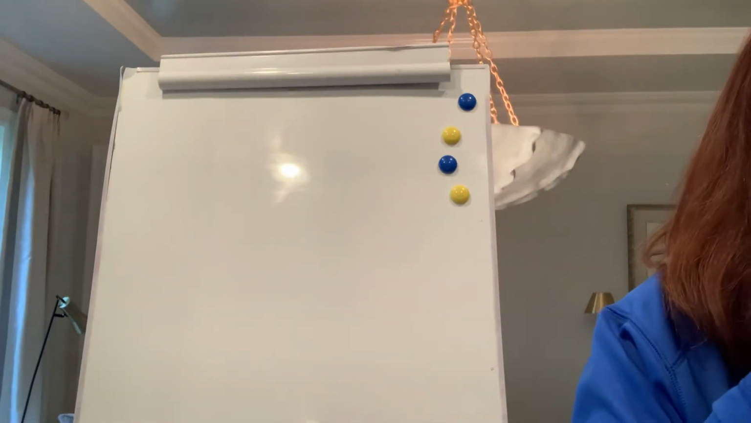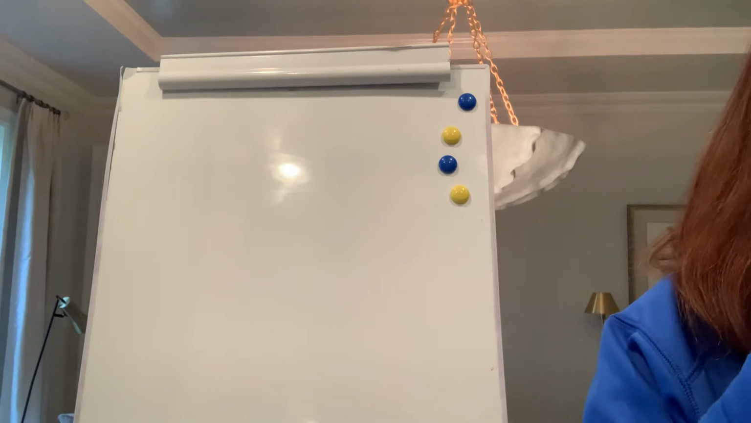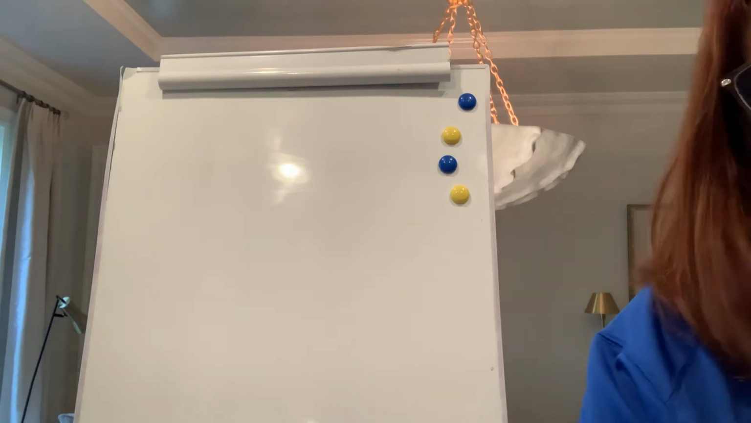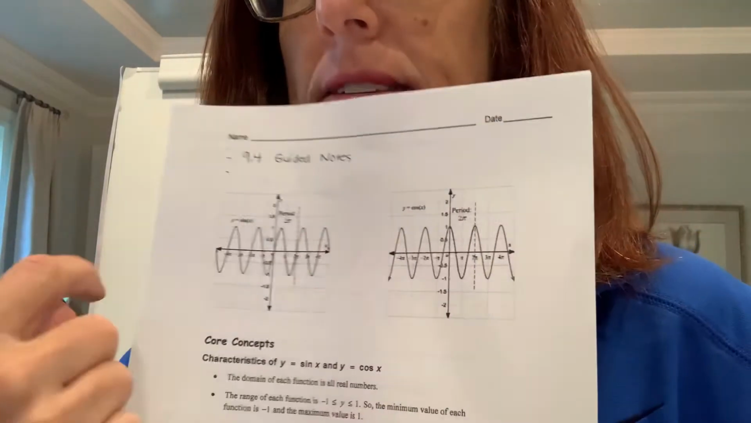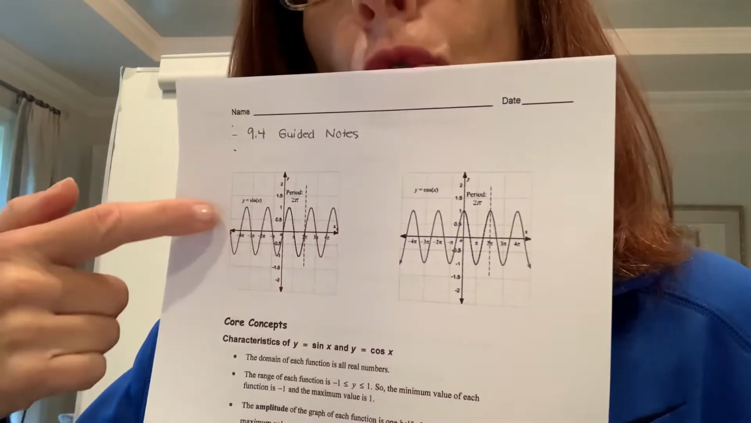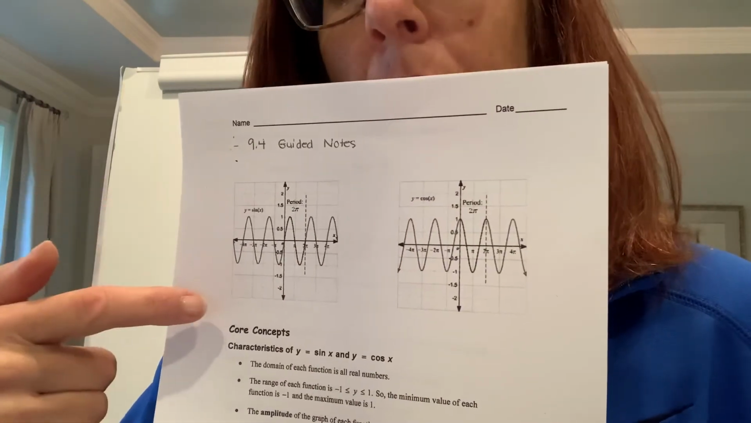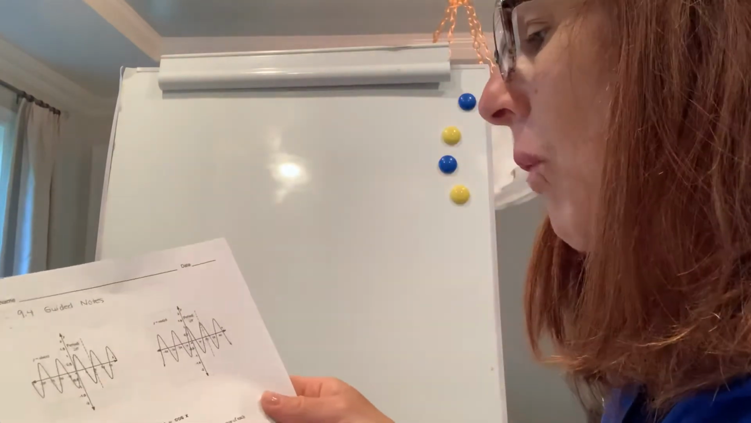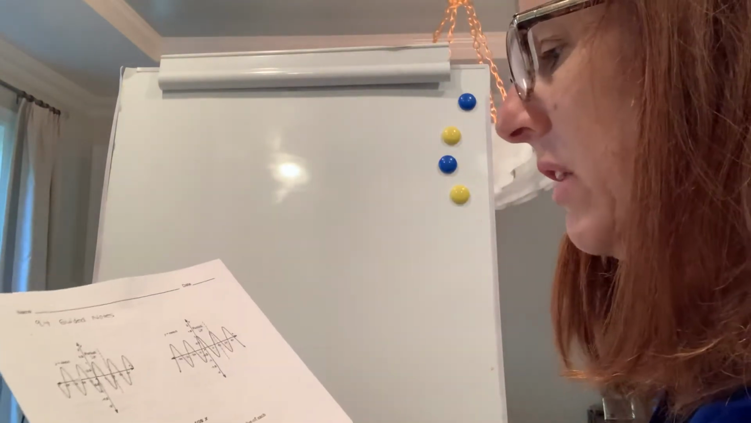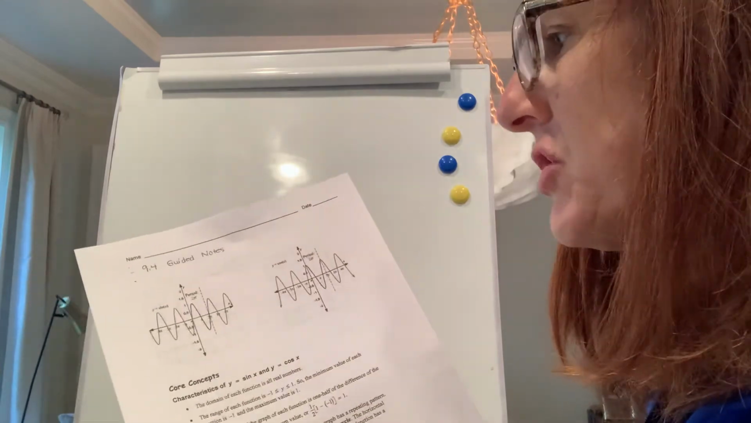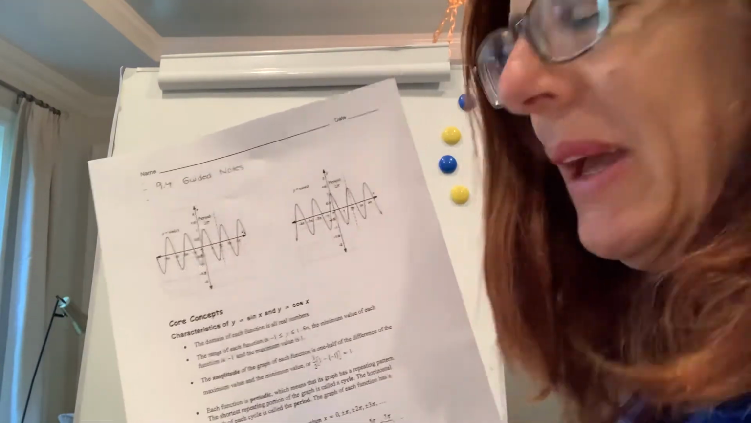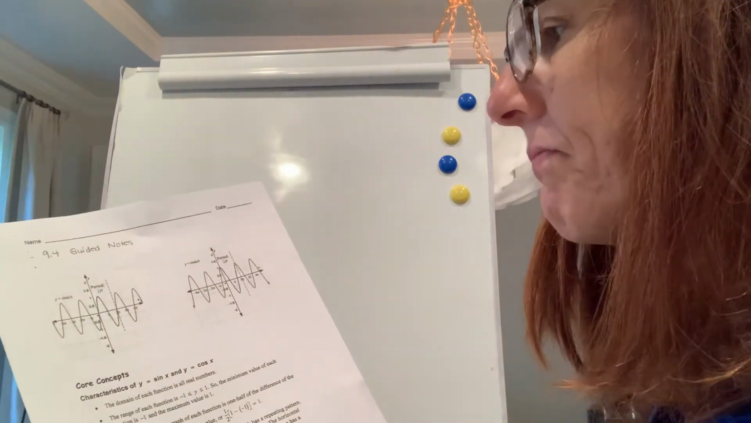All right, so what are some characteristics of this graph? If you look at your guided notes, the domain is all real numbers, right? I can plug in any number along the x-axis and I'm going to get a point on the graph. The range is only between 1 and -1. So for the parent function, the range would be all y's between -1 and 1, including -1 and 1. So the maximum value of this function is 1, and its minimum, local min, would be -1.